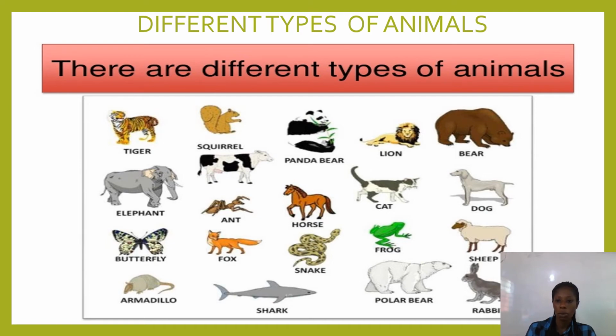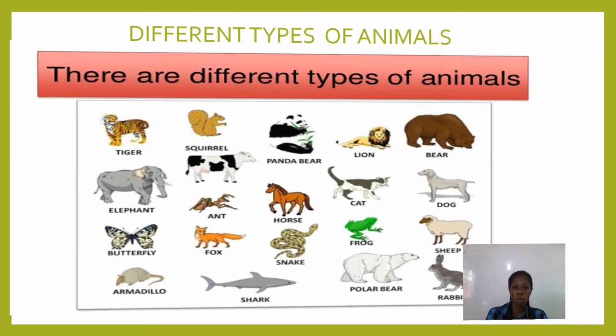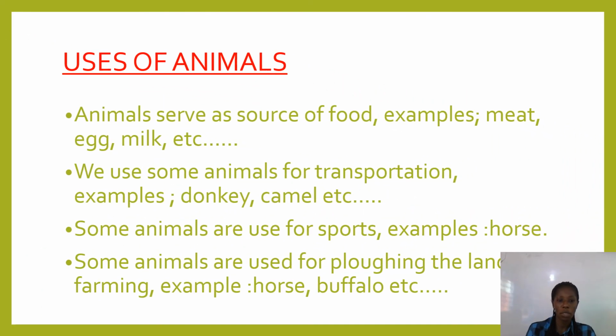Now, as we bring our lesson to a close, we want to look at uses of animals. Animals serve as source of food. Example, we have meat, egg, milk. We get all these products from animals.